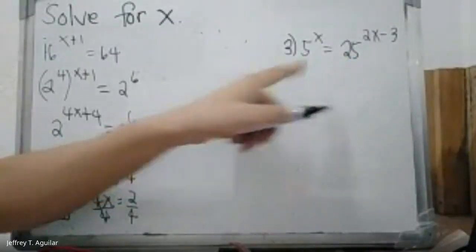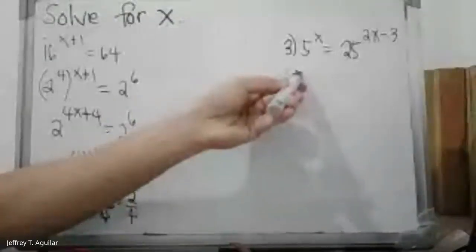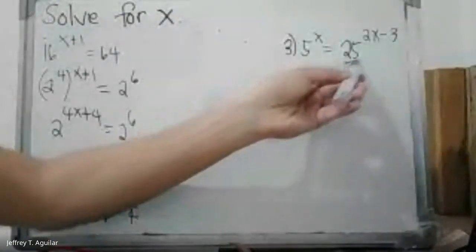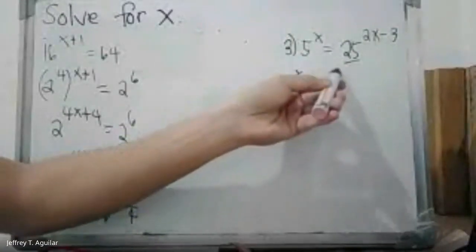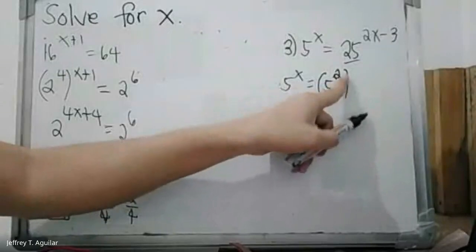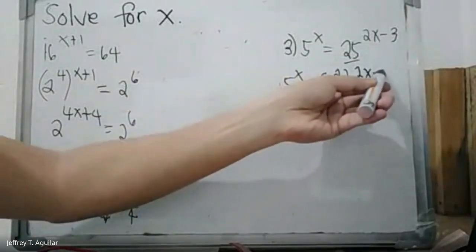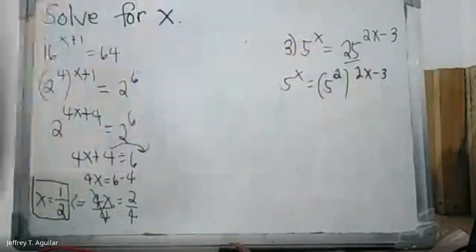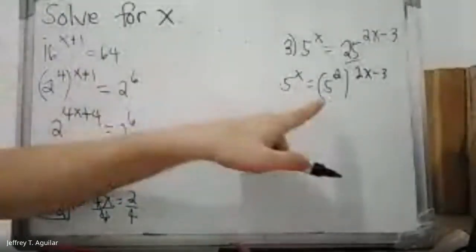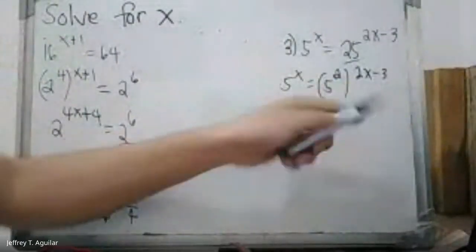All you have to do is to copy. So this is now 5 to the x, but 25 can be written as 5 squared, raised to the power of, you have to copy your exponent. So we have here 2x minus 3. This is actually following the third property of exponential equation. So we have to multiply exponents.